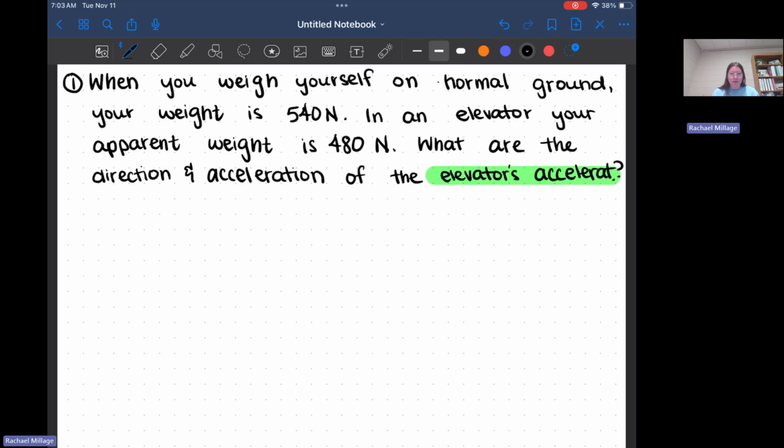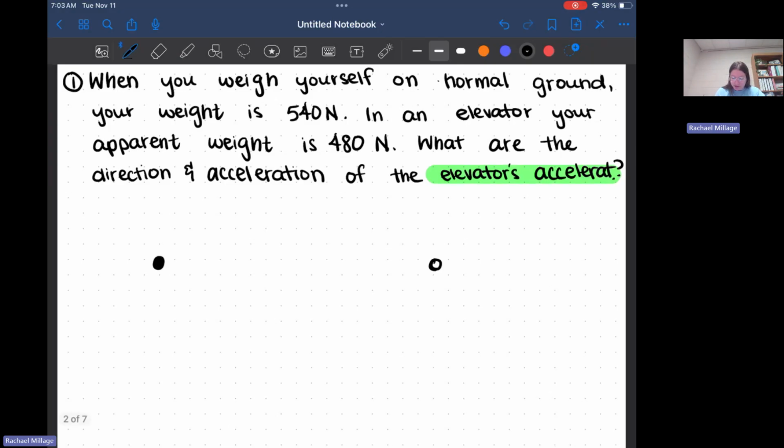So the first thing I'm going to do is draw two free body diagrams. I'm going to draw one for when I'm just standing on the ground and one for when I'm standing on the elevator, okay? When I'm standing on the ground, I have my weight, which we said is 540 newtons. And then I have some normal force that's balancing me out, right?